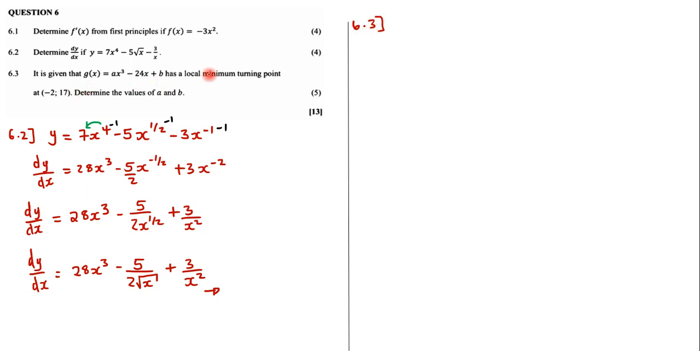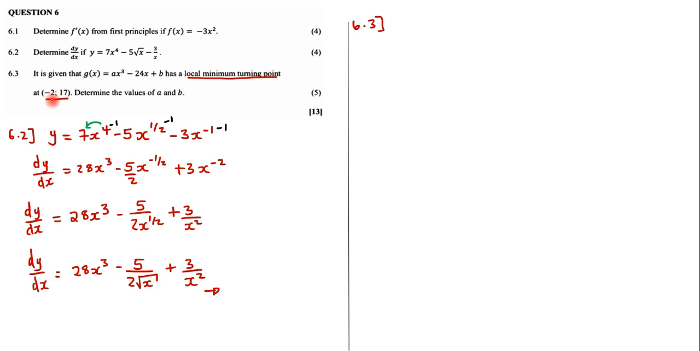The last question here is more of a general or theoretical question. They are trying to see if you understand what it means, or whether you have any knowledge about cubic functions. So let's read this instruction. It says it is given that g of x is equal to ax cubed minus 24x plus b. This has a local minimum turning point at (minus 2; 17). The question says determine the values of a and b.